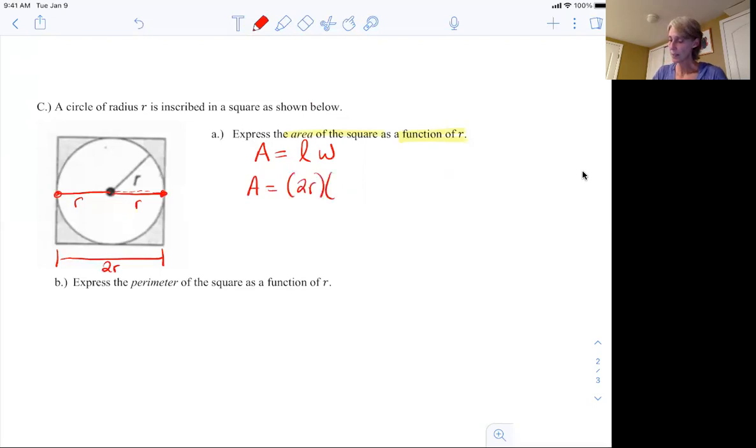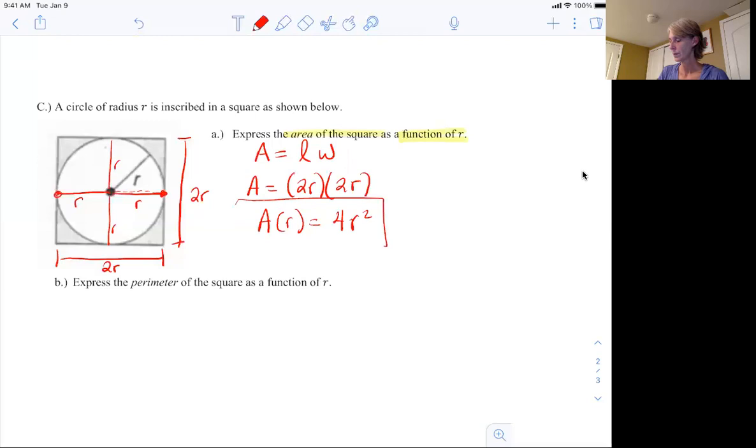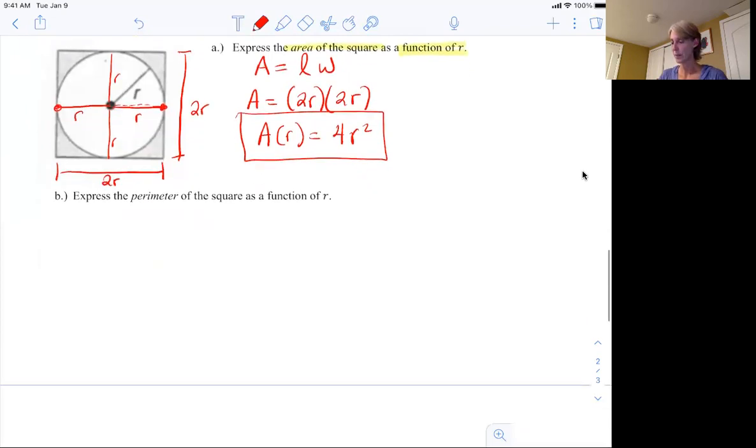The same thing is going to happen for the width. From here to here is also 2r. We work this math out, and now that I have all r's, my area as a function of r is 4r squared. So today it's just about coming up with the functions. We're not really doing anything with them yet. We're just coming up with functions.